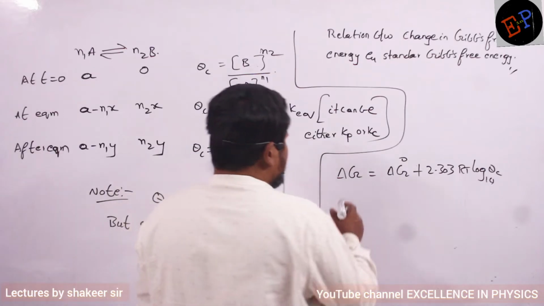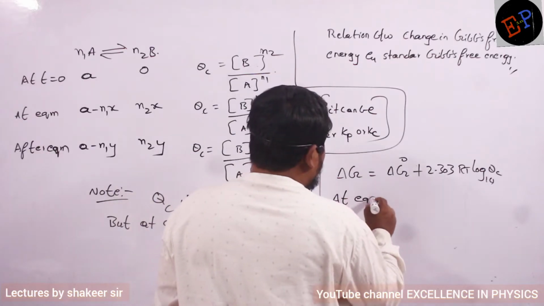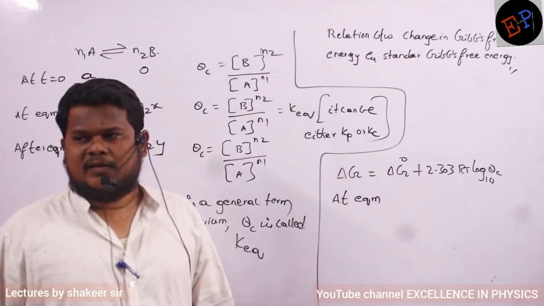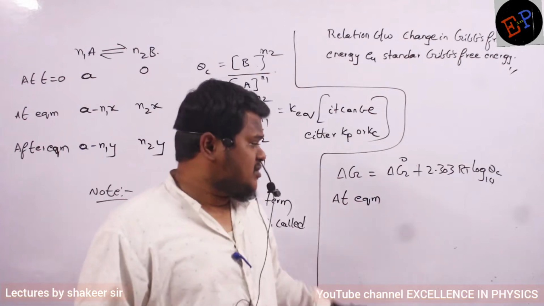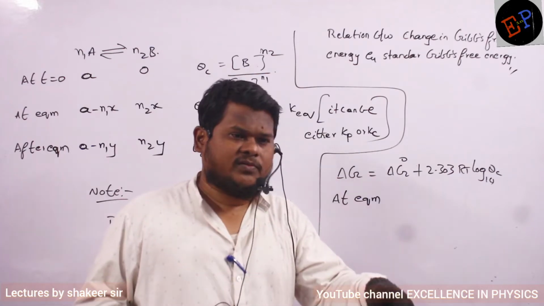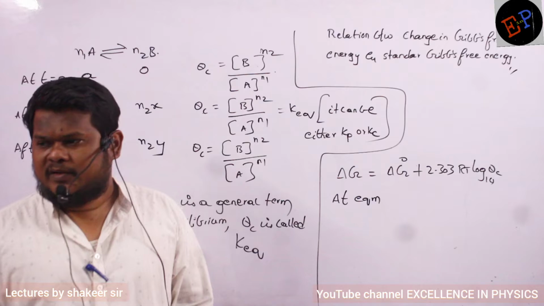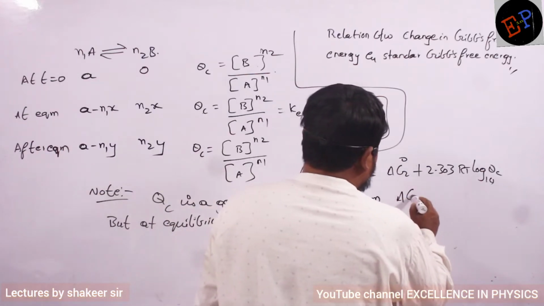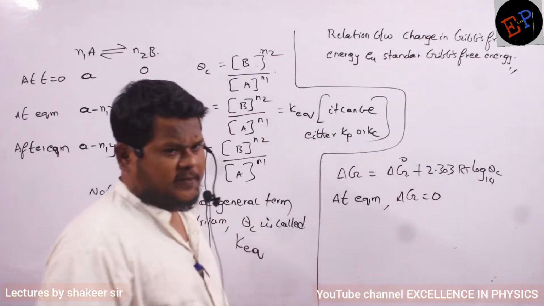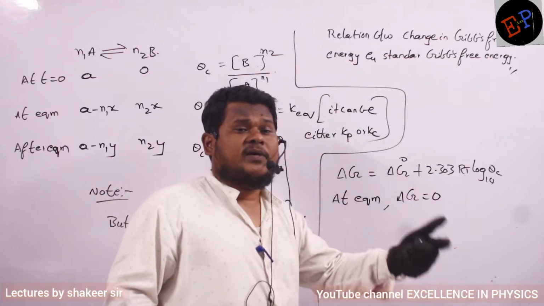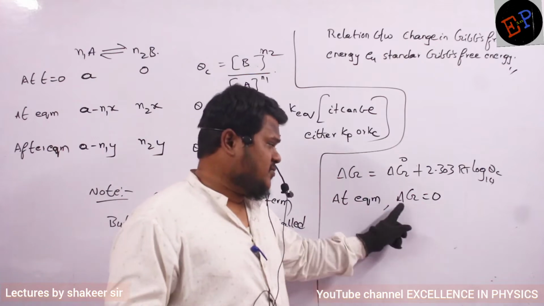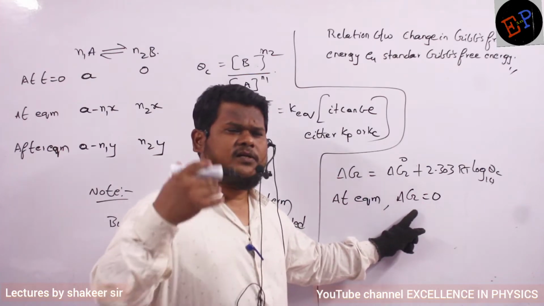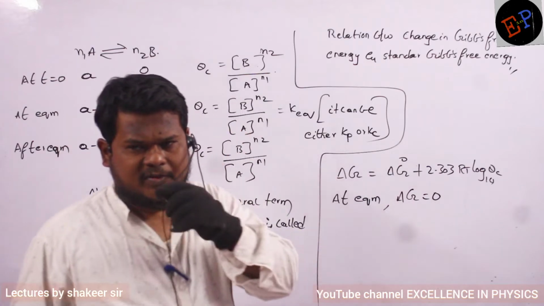Okay, now see. So at equilibrium, what happens to Gibbs free energy? It becomes 0. Already we have studied, no? Or we can say only when delta G becomes 0, then only the reaction will be in equilibrium. So that condition we are taking. At equilibrium, delta G will become 0. Standard Gibbs free energy may become 0, may not become 0. But Gibbs free energy is always 0 at equilibrium.